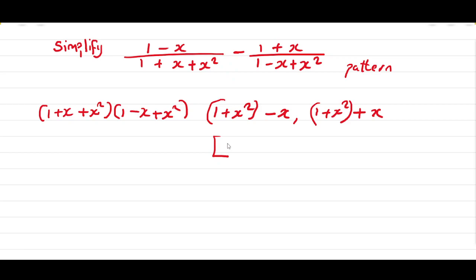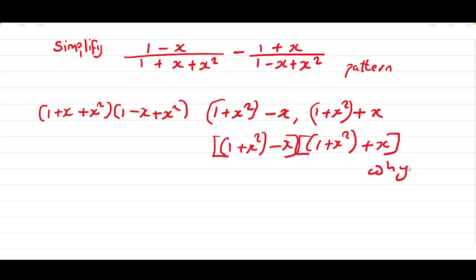let's say, a square bracket. We have 1 plus x squared minus x, then we close the bracket, a square bracket, 1 plus x squared, then we have plus x. Now you might ask me, why do we have to do this? Well, the reason is very simple.